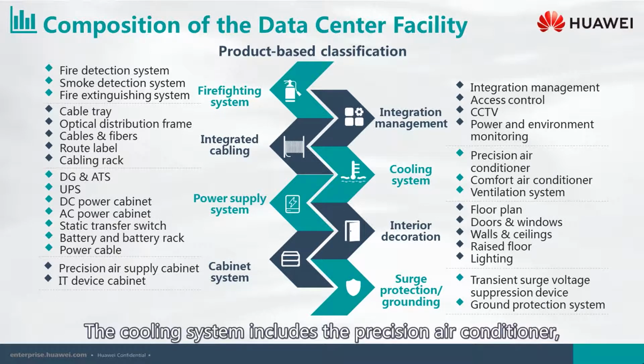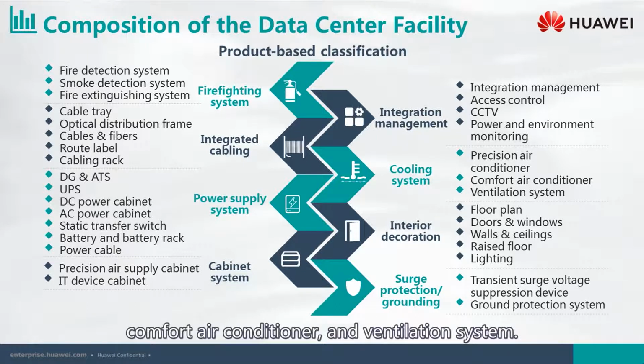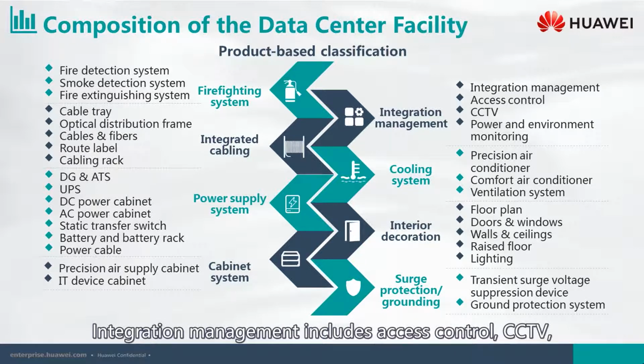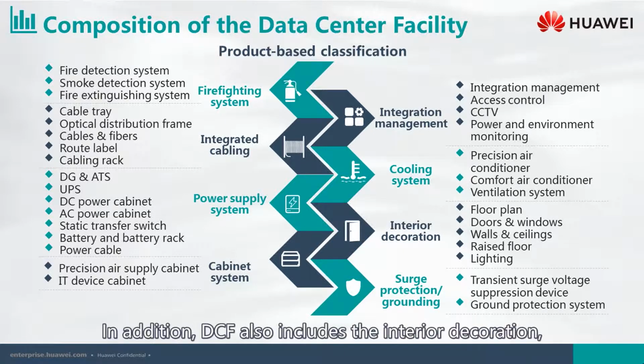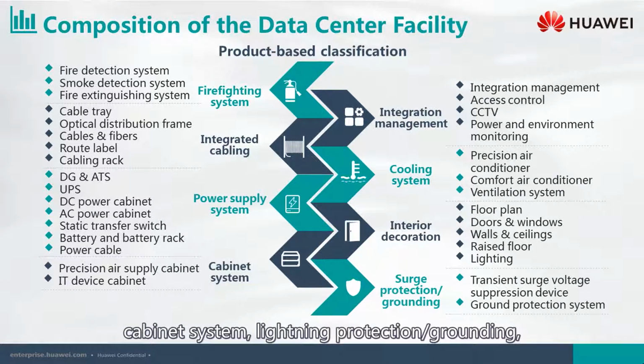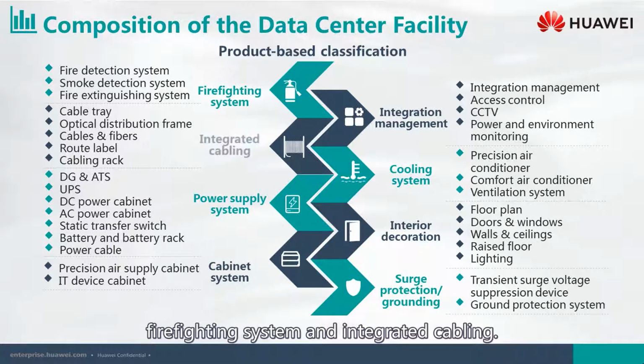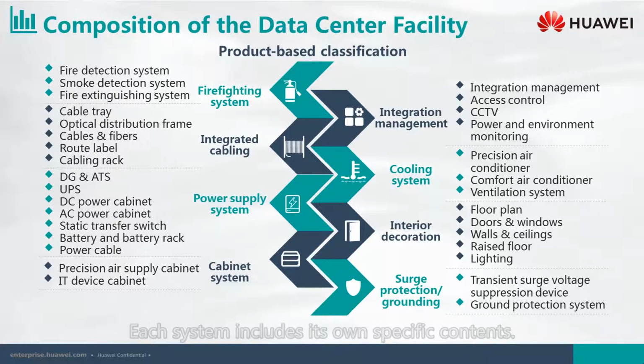The cooling system includes the precision air conditioner, comfort air conditioner, and ventilation system. Integration management includes access control, CCTV, power and environment monitoring. In addition, DCF also includes the interior decoration, cabinet system, lightning protection or grounding, firefighting system, and integrated cabling. Each system includes its own specific contents.